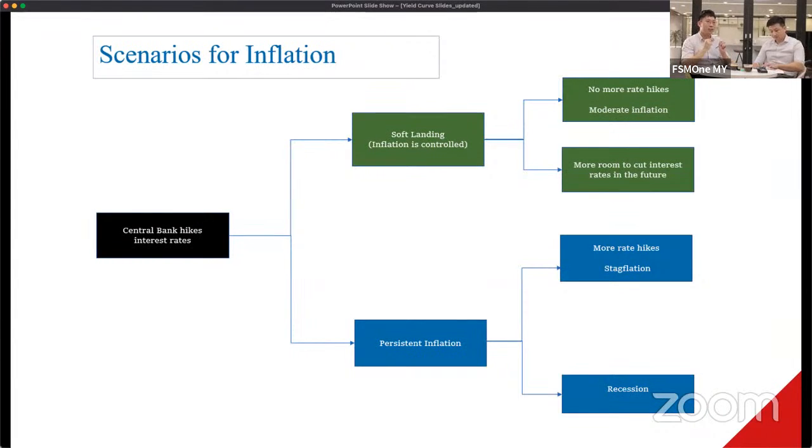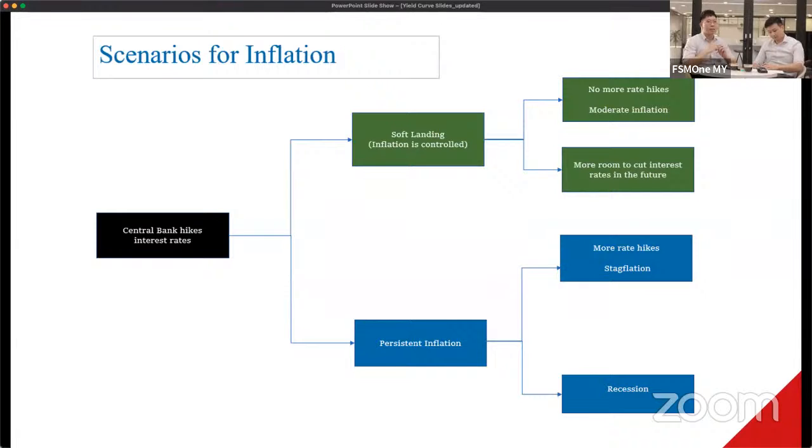But what if things don't turn out very well? Let's say the inflation situation is larger than what the Federal Reserve could expect. So in this case, right, we have listed out two different scenarios that will shift the market pricing away from what it is currently doing now. So let us look at the green box. The green box is what we so-called the soft landing scenario. Soft landing, literally, means that the central bank has done a really good job controlling the inflation without hurting the real economy.